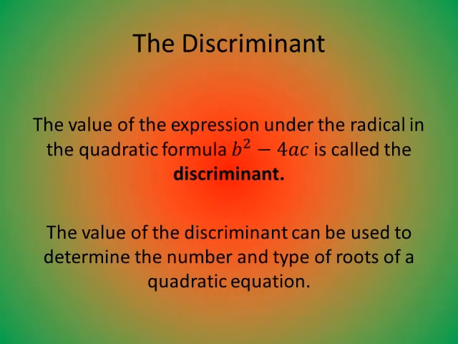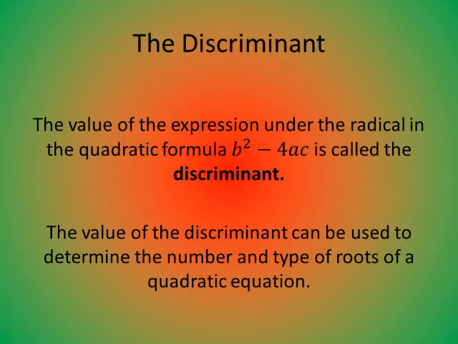So now we're going to get into this thing called the discriminant. The discriminant is simply the value underneath the radical of the quadratic formula. So it is just the expression b squared minus 4ac. When you figure that out, it's going to give you the number and type of roots of a quadratic equation. It's going to tell you whether they're real or imaginary, and whether there's 1 or 2.